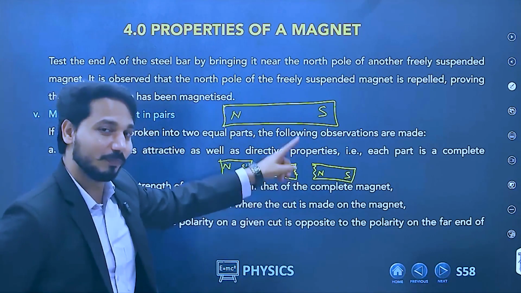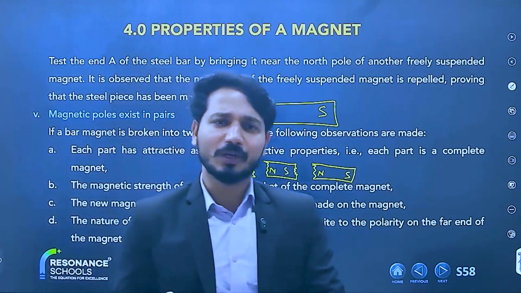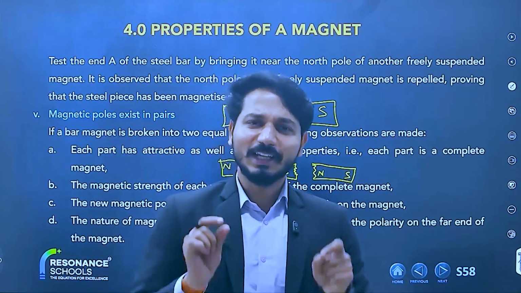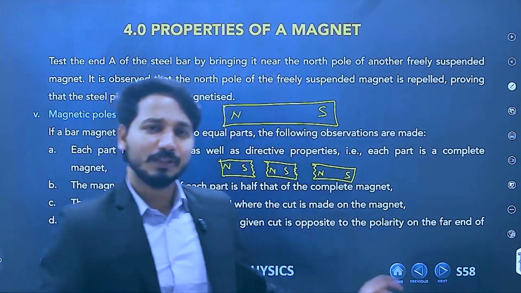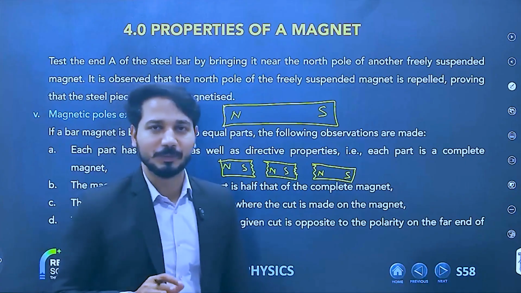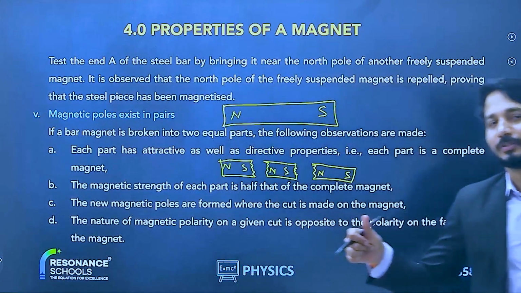If a bar magnet is broken into a number of pieces, irrespective of how many, it is 10, 20, 15, 4, 6, 7, each small piece will have north and south direction, right? Each small piece will have north and south direction. So I do believe you have understood this point.